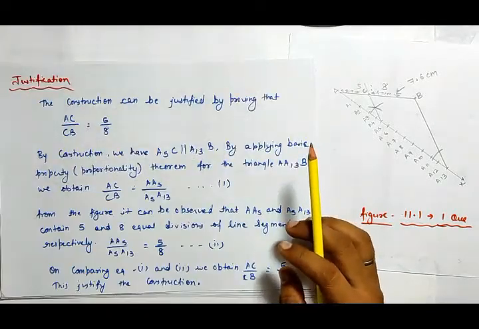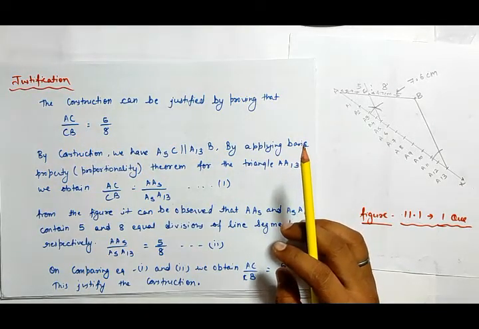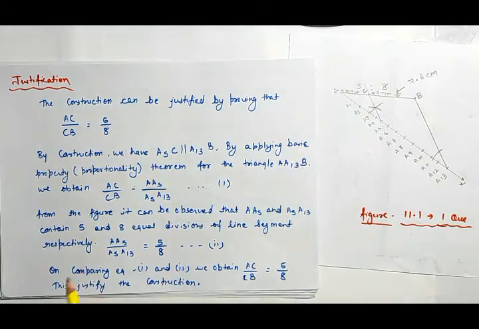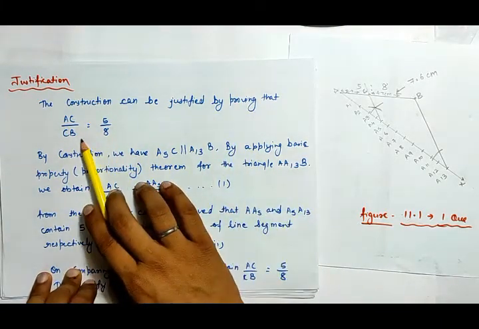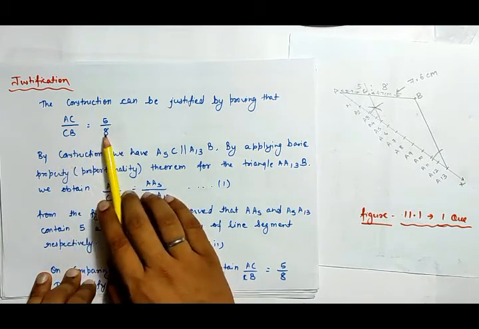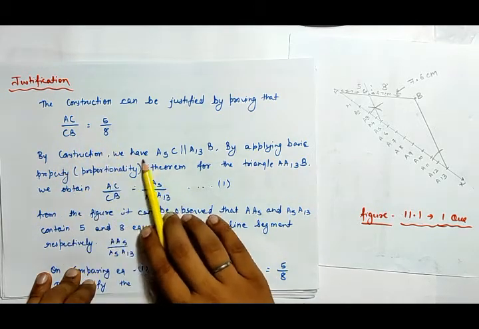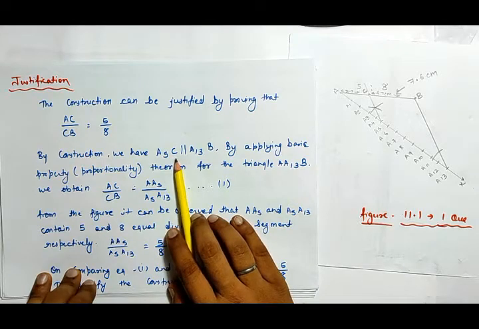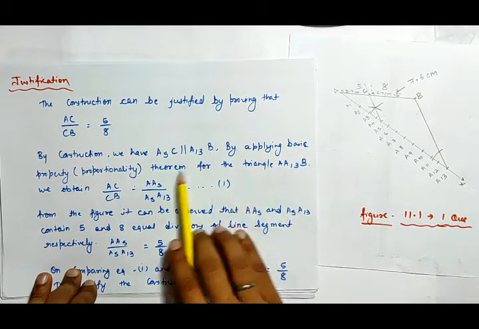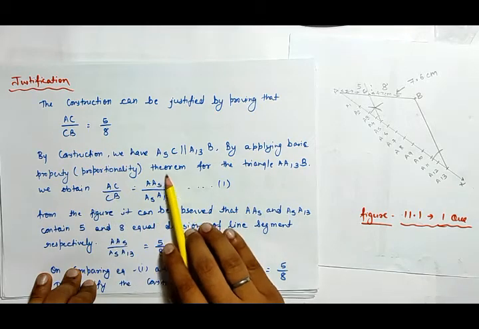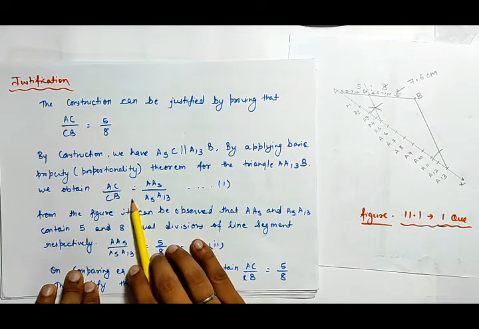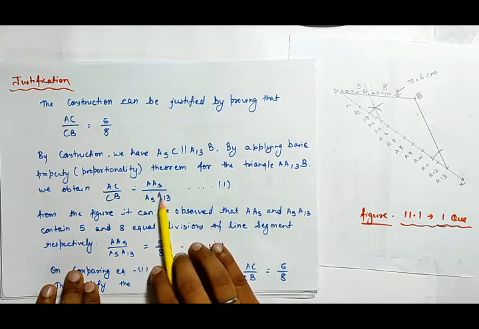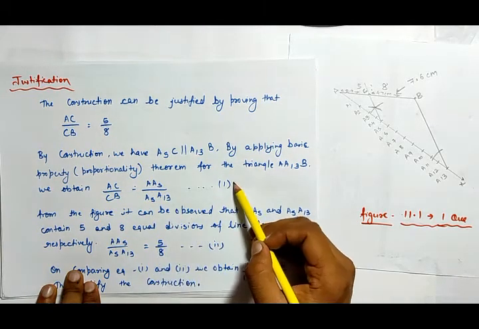Now doing part 4 in the steps, what we have to do is justify this. So here the construction can be justified by proving that AC upon CB is equal to 5:8, or we can say 5/8. By construction we have A5C is parallel to A13B. By applying the basic proportionality theorem for the triangle AA13B, we obtain AC upon CB is equal to AA5 upon A5A13. That is equation number 1.